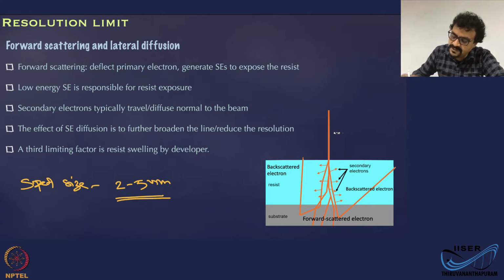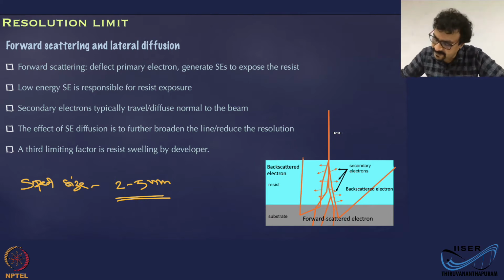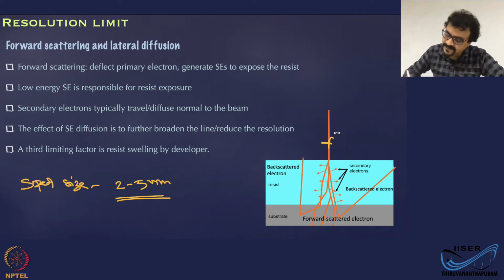Lateral diffusion of the secondary electron and also the forward scattering characteristics. The forward scattering deflects the primary beam. The primary beam is here. Okay, this is the primary beam. The forward scattering deflects this primary beam. And it also generates the secondary electrons here, which are shown by these thin small arrows.